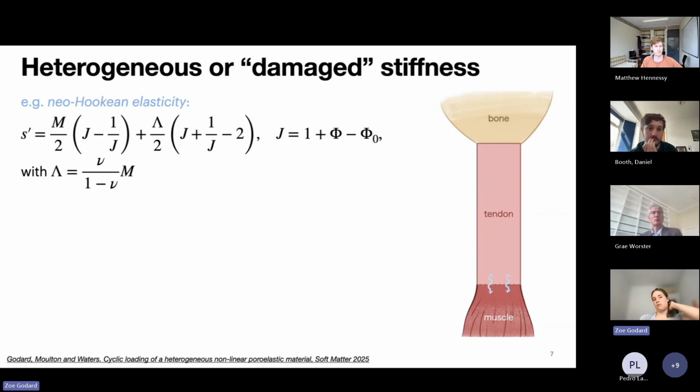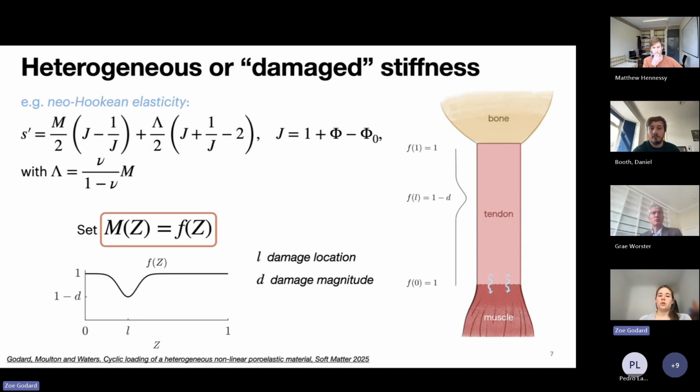So if we take a simple elastic stress law here, so neo-Hookean elasticity, a simple nonlinear stress law, which I've written down here. The details aren't particularly important. This is just what it looks like for our 1D poroelastic model. But M and lambda are stiffness parameters here.